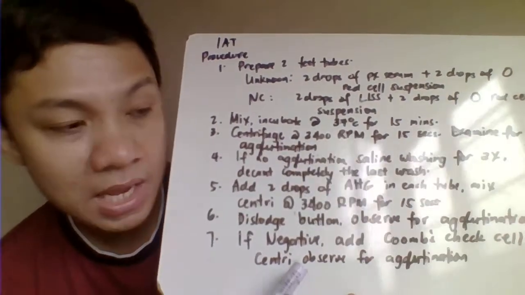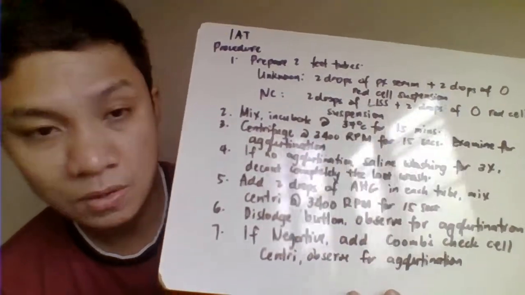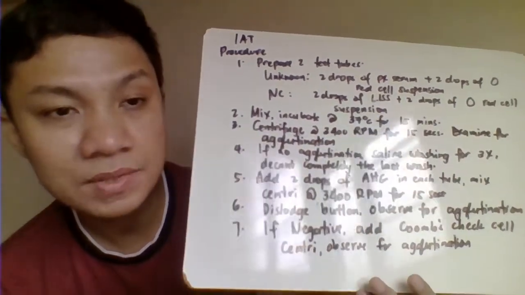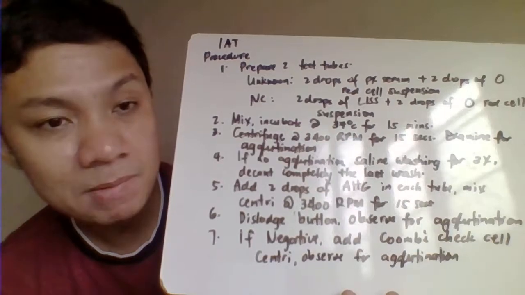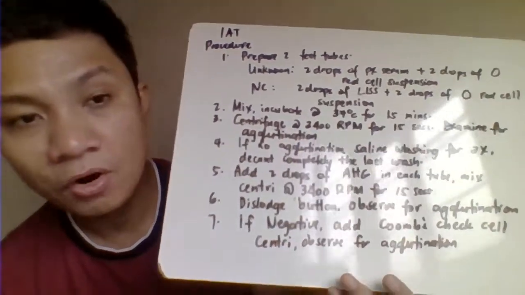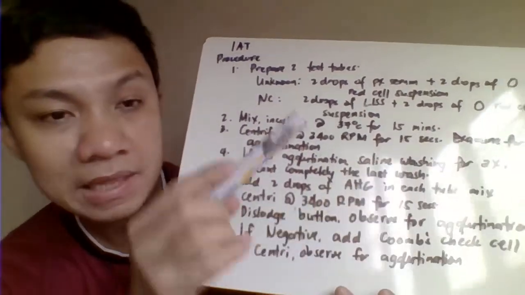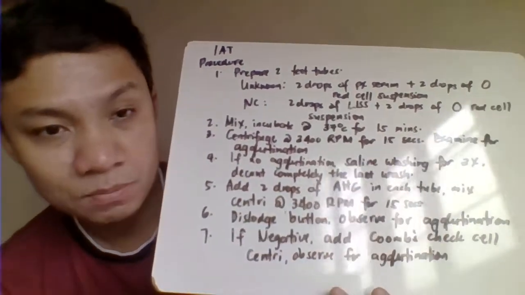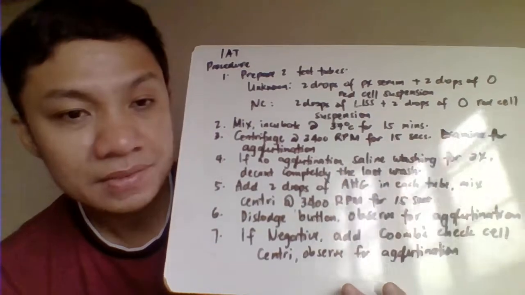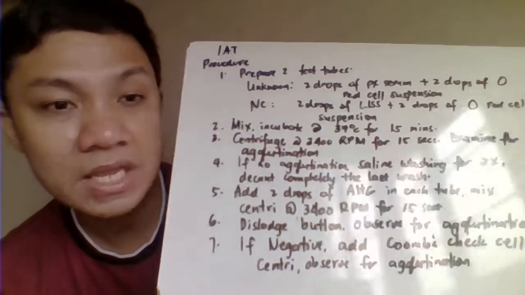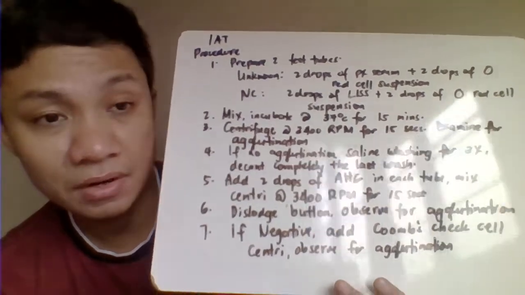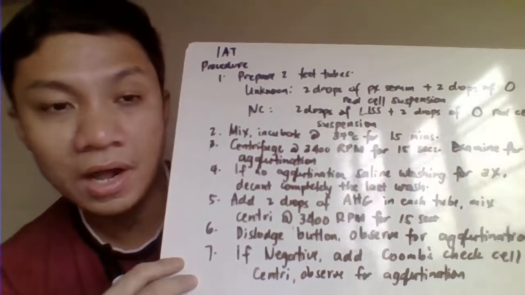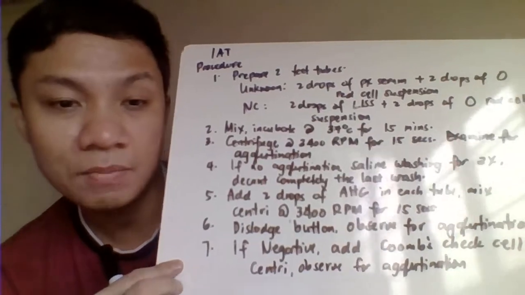In a case wherein nag-add ka nito, nag-negative siya, so it might be may problem sa ating procedure. I mean to say you need to repeat your procedure. It might be hindi ka nag-add ng anti-human globulin or it might be hindi completely na-decant ang ating supernatant during your last wash, our NSS, and therefore nagkaroon ng neutralization. Therefore, there's also here a false negative reaction. Okay, so that's it for our Coombs test or anti-human globulin test.